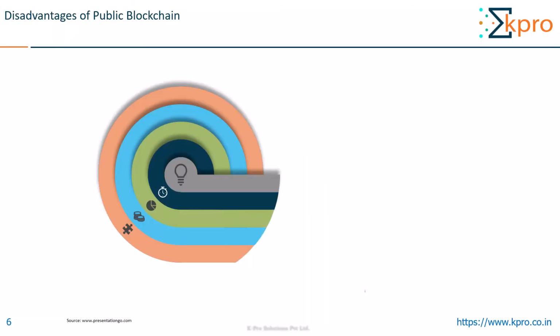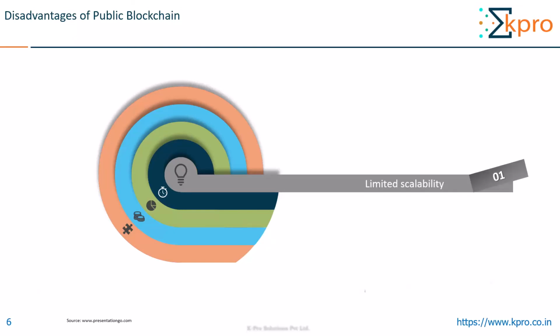Next, let us see what are some of the disadvantages of public blockchain. The first disadvantage is limited scalability. As time passes and the blockchain grows in size, the node requirements such as storage, bandwidth, computation power, etc. increase, as a result of which only a few nodes can afford these resources, thus bringing back the risk which blockchain is meant to avoid, that is centralization. So this limited scalability is one of the disadvantages of using a public blockchain.